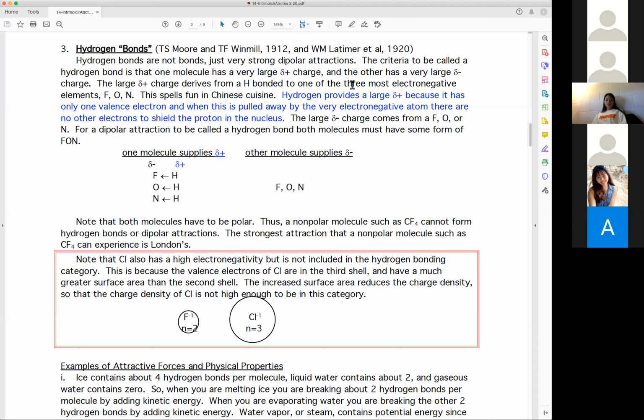So the hydrogen provides the large partial positive because, unlike any other element, hydrogen has only one valence electron. If you start to pull away that one valence electron, what's underneath is simply the nucleus, the proton. Any other element, if you start to pull that one valence electron away from it, there's still other valence electrons and other electrons cruising around the nucleus to protect it.